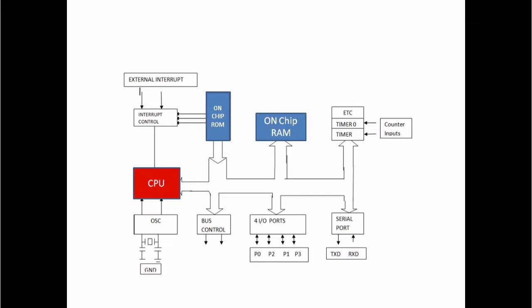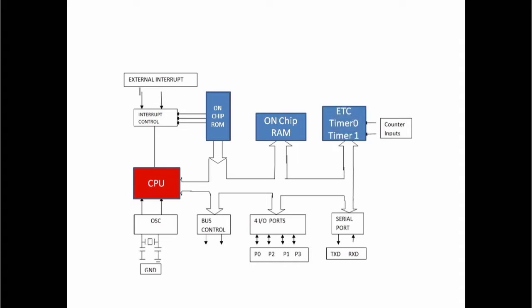The second is the on-chip RAM. RAM stands for random access memory. This is a volatile memory. The meaning is that whenever the power is switched off, the data contained in the RAM will get lost. The RAM is basically used to store data, that is some temporary results, and the capacity of this on-chip RAM is 128 bytes. The detailed memory organization of this ROM and RAM will be discussed in my incoming videos. So keep watching my channel.